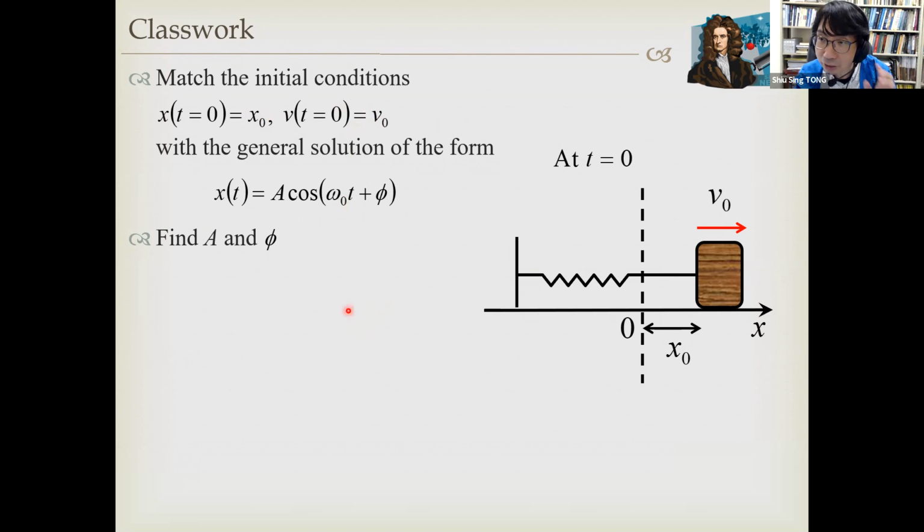And let's think about how to solve those two equations to find A and phi. So let's write down the two equations first. I'll give you 3 minutes to write down the two equations. And if you know how to solve it, please let me know.